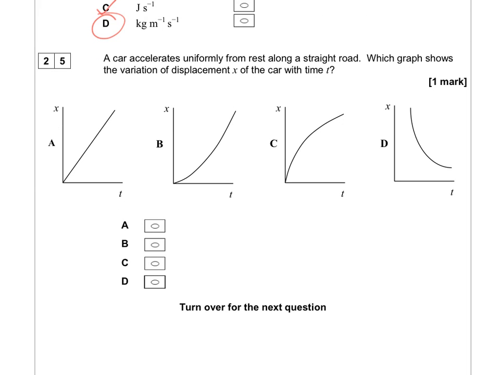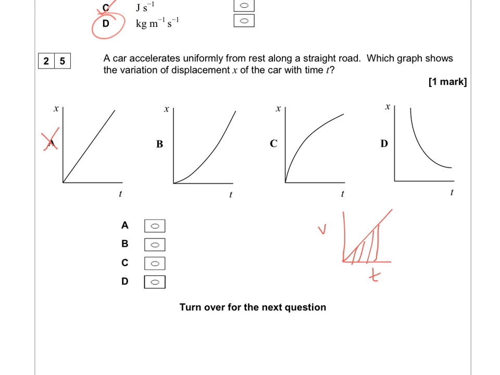A car accelerates uniformly from rest along a straight road. Which graph shows the variation of displacement x of the car with time? So, if the acceleration is constant, your velocity time graph is going to look like that. So if you think about it, the displacement is the area under here, and the area under here is going to be changing in a non-linear way. So straight away we can eliminate the linear graph because we can see it's a triangle.